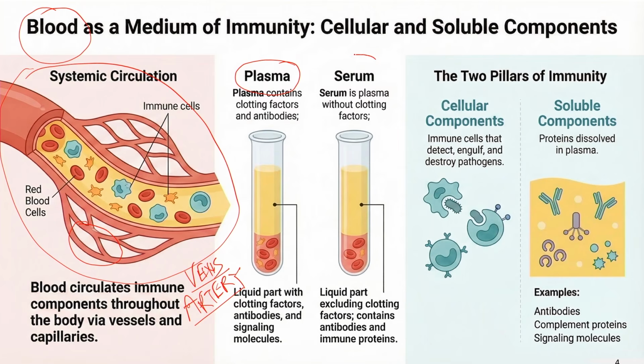There are two other terms which we have to understand. One is called plasma and the other is called serum. These two are very, very important and critical components of the immune system. The plasma is the liquid part of the blood when we settle the blood. What does it stand for? The blood is a fluid connective tissue, as we discussed.